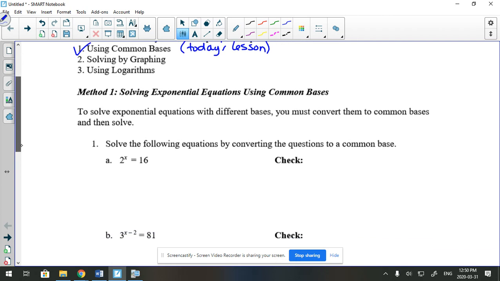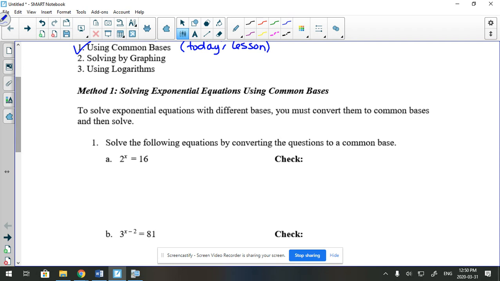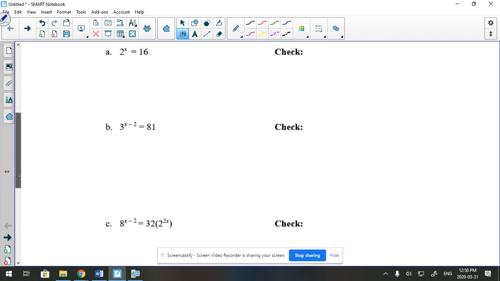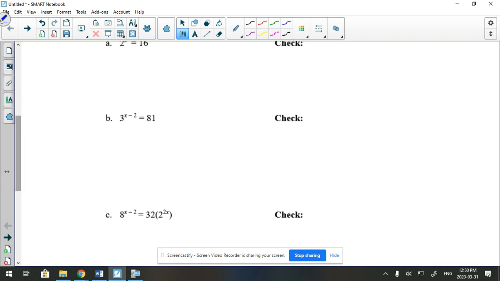To solve exponential equations with different bases, you must convert them to common bases and then solve. So I'm going to skip down, because you have the copy of the filled in notes, to this one here. Basically, you need to write both sides of the equation using the same base. For the 3, there's not much we can do to write that as a different base. We're going to leave it here. But now we can rewrite 81, and I want to write it so that it is 3 to some exponent.